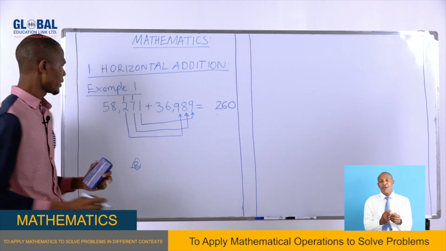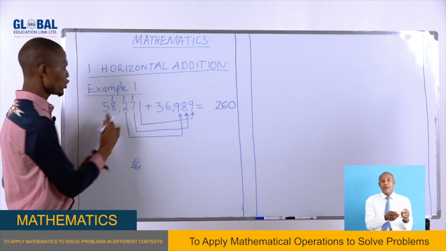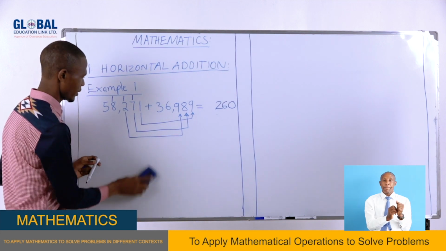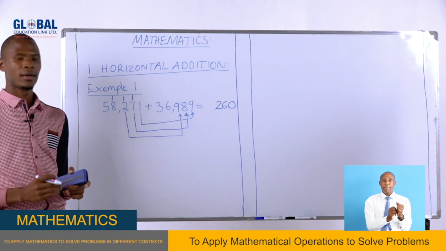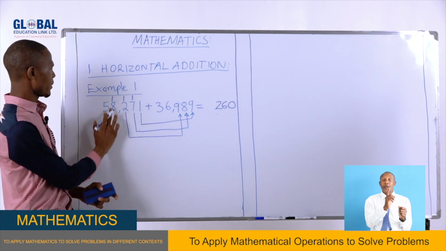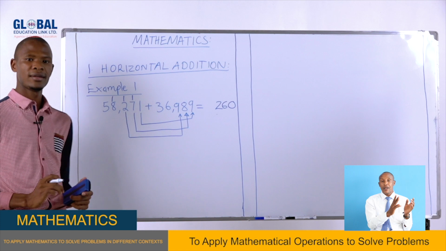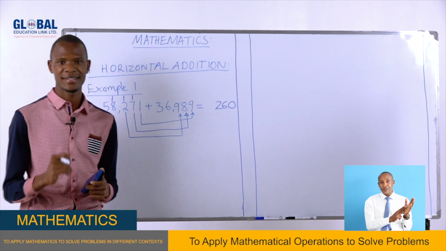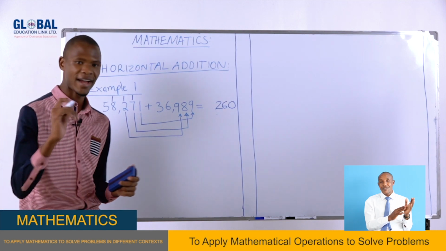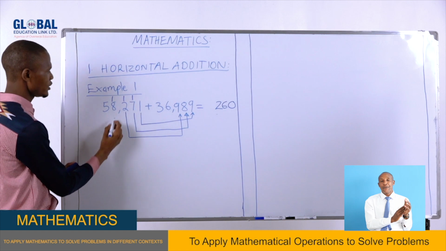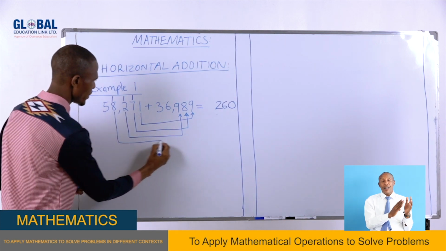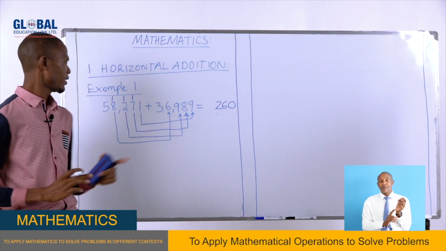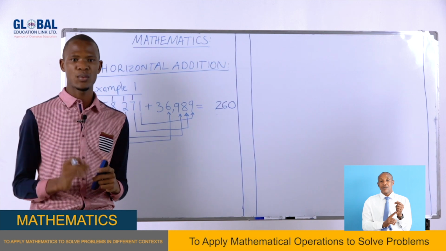And the one we carry, we put it here on top of number 8. So here we have 1 plus 8. Pupils, 1 plus 8. Yes, very good. It is 9. So this 9 should be added with 6. 9 should be added with 6.